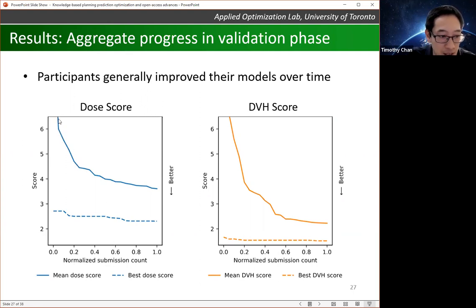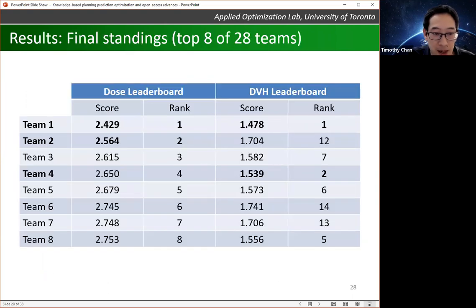We do see pretty rapid improvement in the mean score over time, and then it starts to slow down. But the best scores were going down pretty steadily, fairly slowly. Same type of trend for the DVH score. Generally, people were improving their models over time, seeing how they would perform and making tweaks to get better. This is the leaderboard for the two dose and DVH leaderboards.